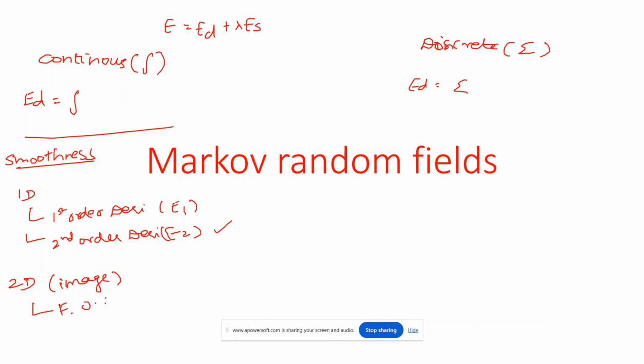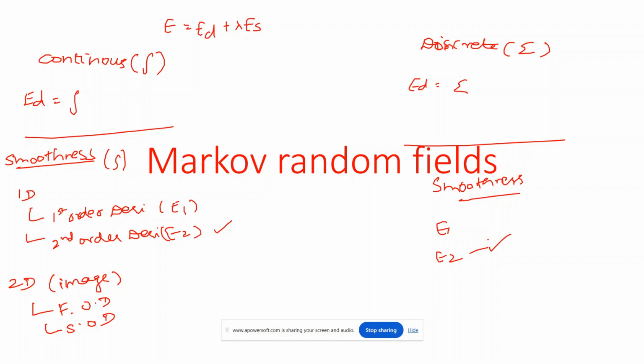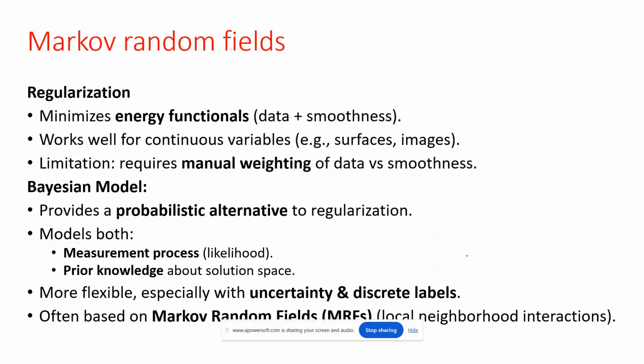Here also I have the first order derivative, and here also we have the second order derivative. The same is applicable for discrete domains also. Here we see all the formulas in integration, and here we see all the formulas in summation. For smoothness also we have the first order derivative as well as the second order derivative. The second order derivative is preferable for good smoothness. These formulas were seen in the previous regularization video. Now we are going to continue with the Markov random field.